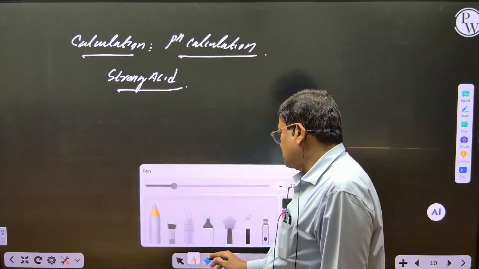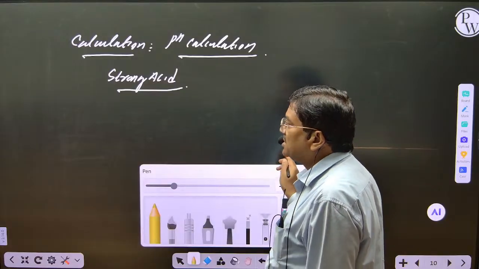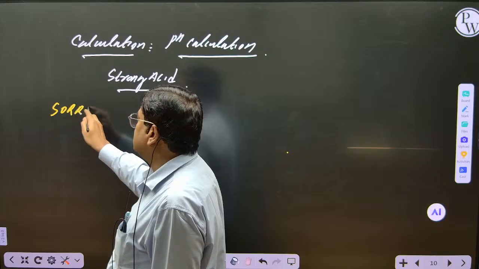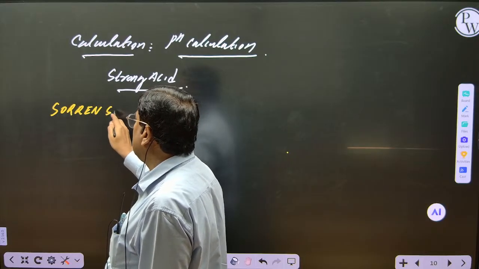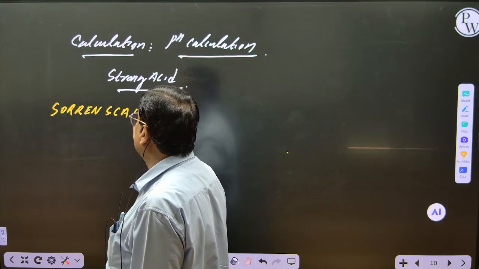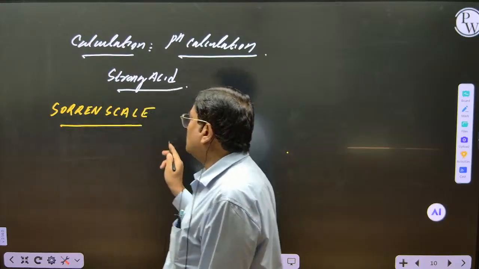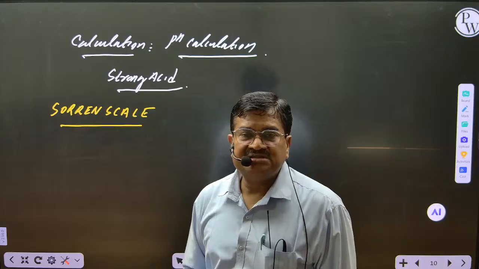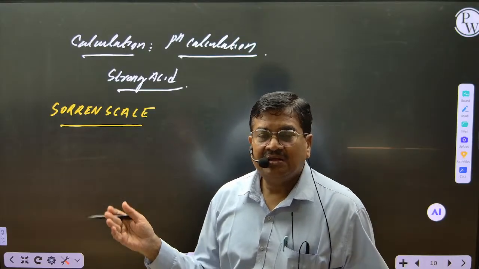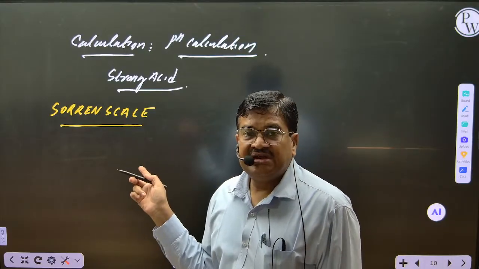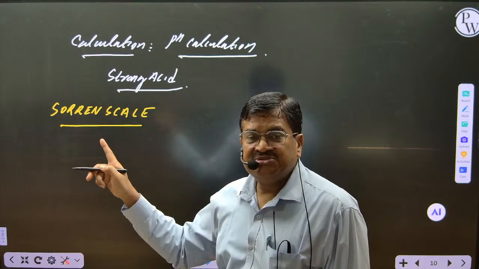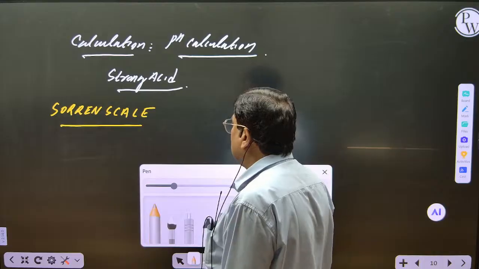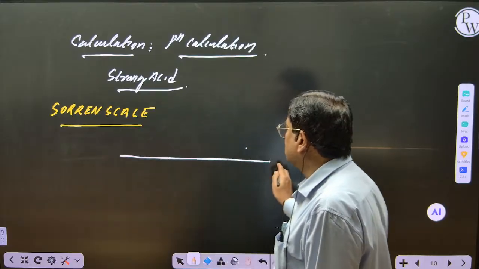And see here, I have to teach one more concept, the Sorensen scale. There is one scale called the Sorensen scale. Before going to calculation, you have to know what the Sorensen scale is. I told you, Sorensen introduced the pH concept, so he has given one scale. Might be you know this from 10th standard. You remember it starts from 0 to 14. Have you heard this? The scale will be there. See when you look in textbooks.